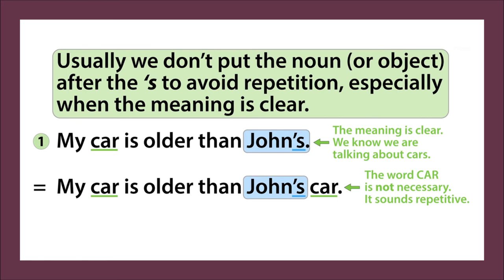Read. Usually, we don't put the noun or object after the apostrophe S to avoid repetition, especially when the meaning is clear. Understood this one? Let's take a look at this one. My car is older than John's. What is the meaning of that one? The meaning is clear. We are talking about cars. My car is older than John's, meaning my car is older than John's car. But to avoid repetition, we don't put the object or the noun.